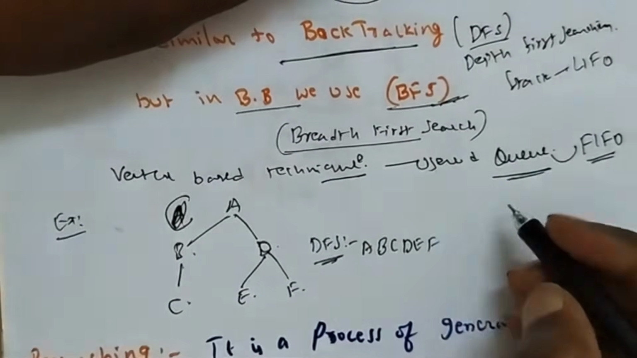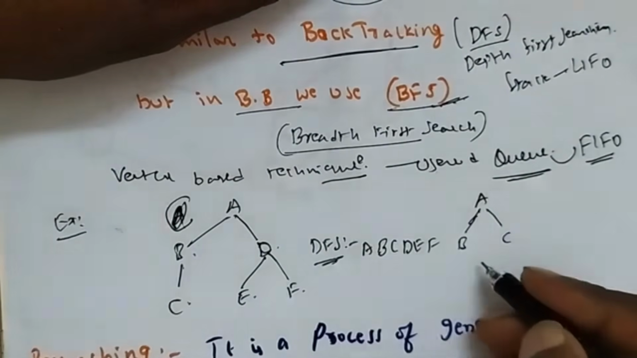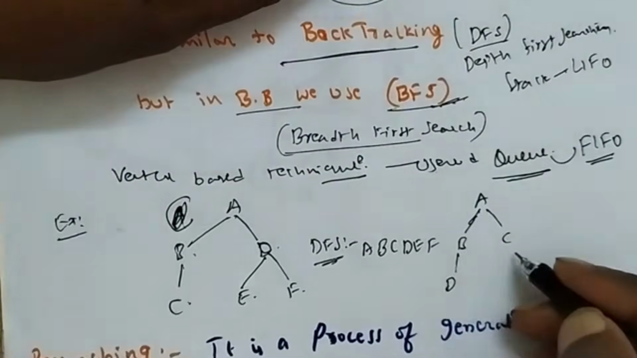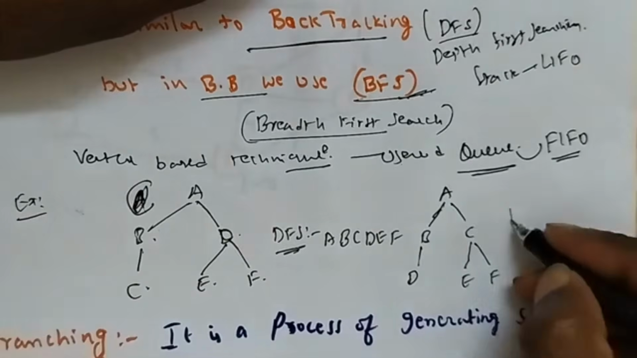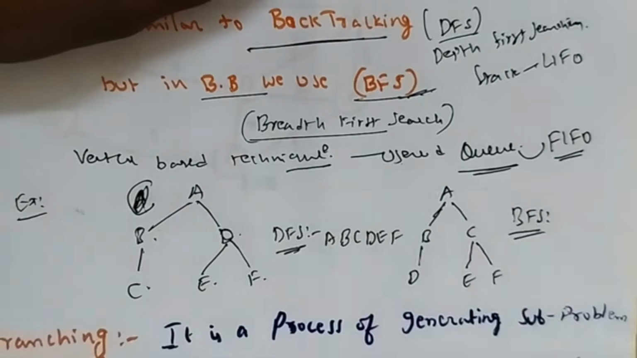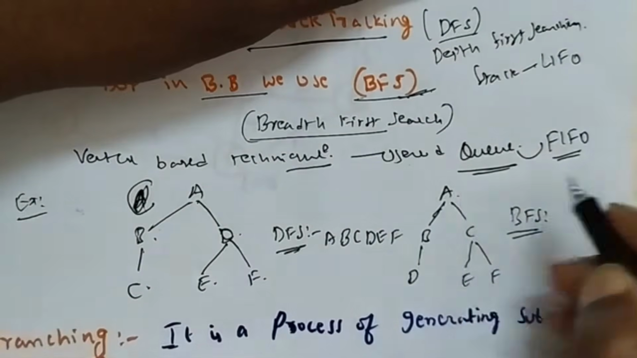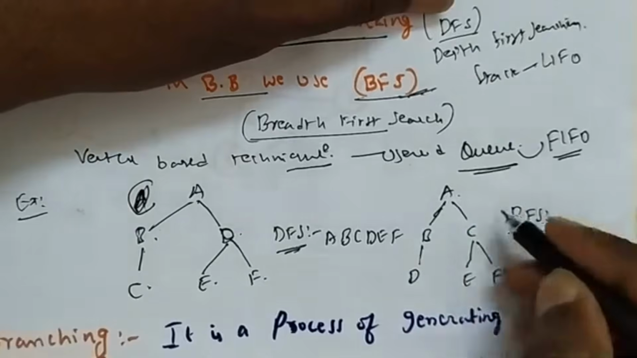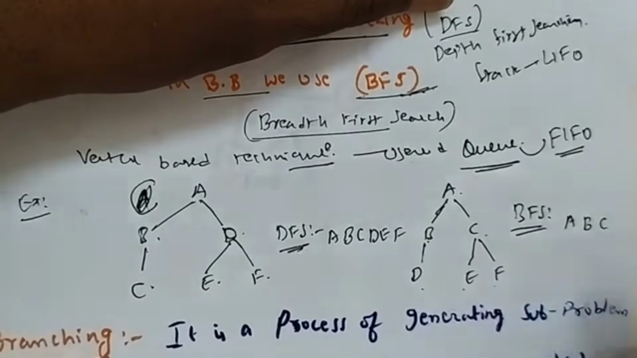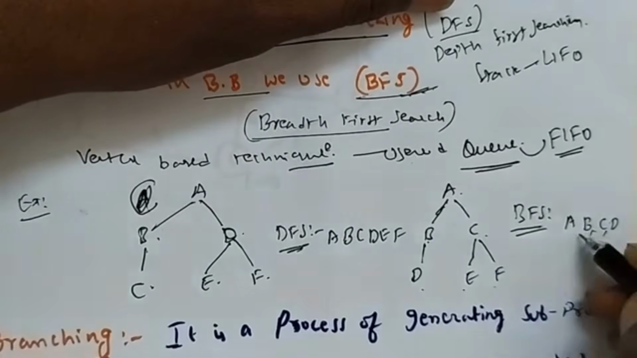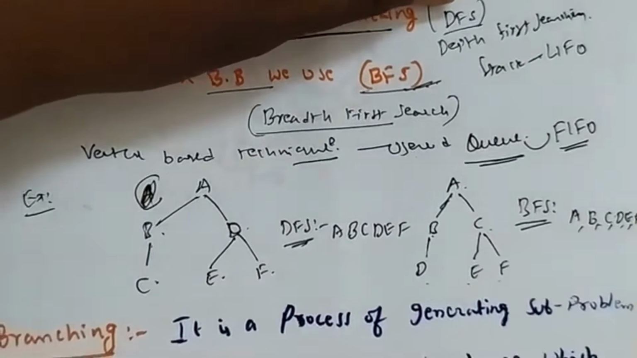And what about the same diagram, A, B, C, D, E, F, for BFS, breadth first search? It will go to the A level first. The next level is B and C. So B, C, and the next level is D, E, F. This is breadth first search.